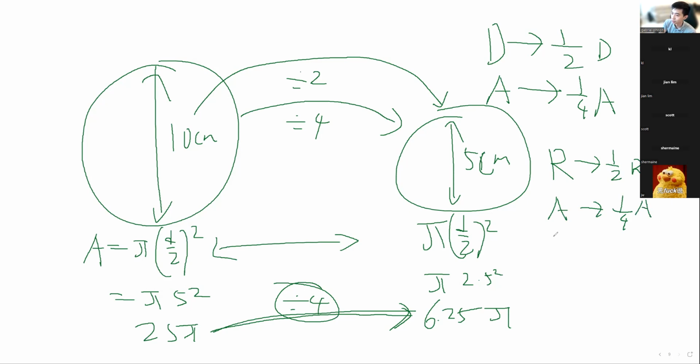Do you understand or not? This is mathematics, bro. Just press in your calculator 25 divided by 4. Will it end up with 6.25 or not? If yes, then it proves that when I divide my radius or diameter by 2, my area will actually go down by a factor of 4.